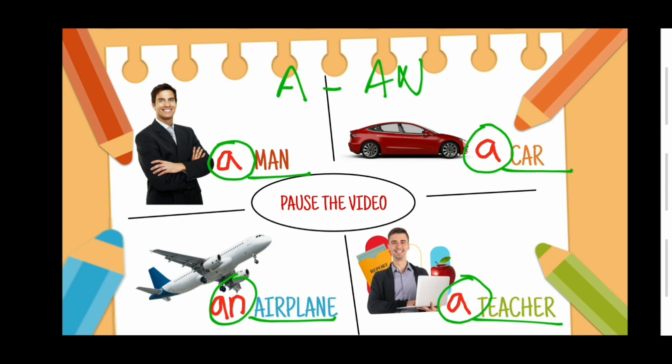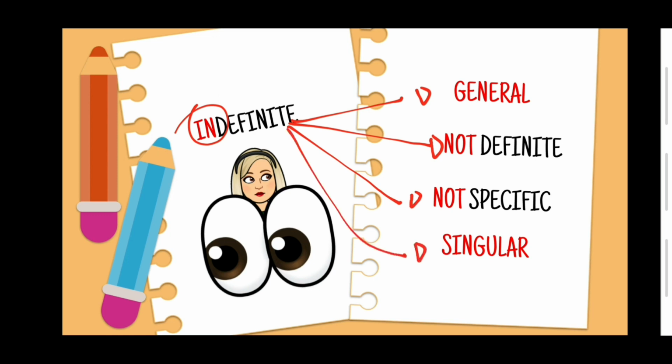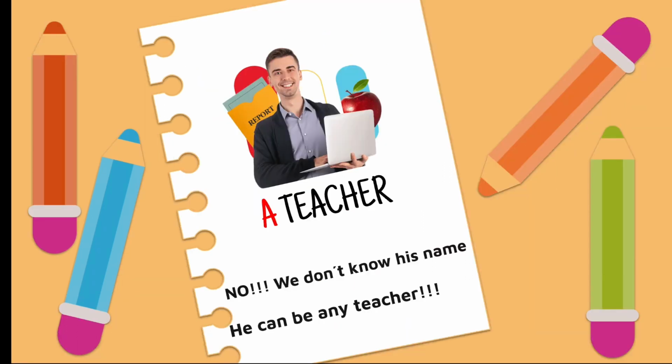But now let's go a little bit deeper in the explanation. Okay? The first thing I want you to know after all the information is why they are called indefinite. Well, they are called indefinite because they are talking about general things. They are not definite, literally. They are not specific, and of course, they are singular. It's very important that we use indefinite articles, remember a and an, when we talk about singular. For example, this is a teacher. Do we know the name of this teacher? No, we don't know his name.